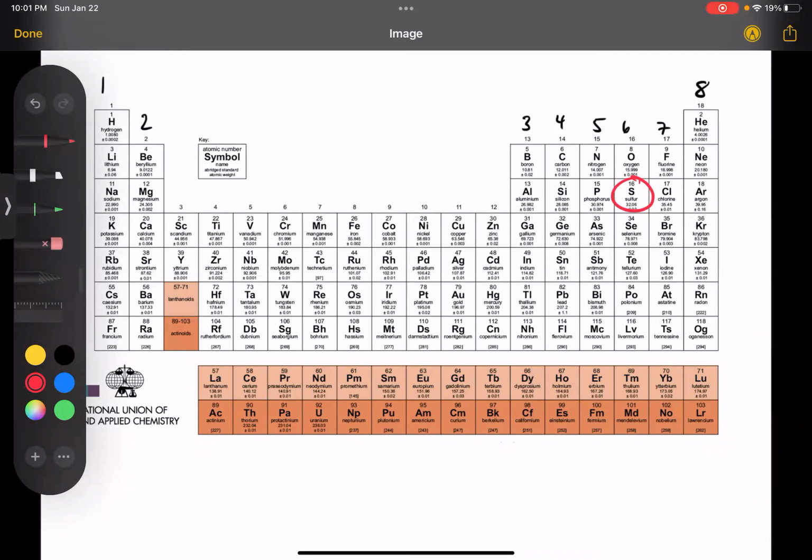So sulfur's electron configuration is 1s2, 2s2, 2p6, 3s2, 3p4. Now sulfur also has this 3d subshell, but it doesn't have any electrons in it. Likewise, its 3p subshell isn't filled. Because it has this 3d subshell, it actually has space to accommodate extra electrons. And so sulfur can actually have up to 12 electrons in a Lewis structure. That's what's called an expanded octet.